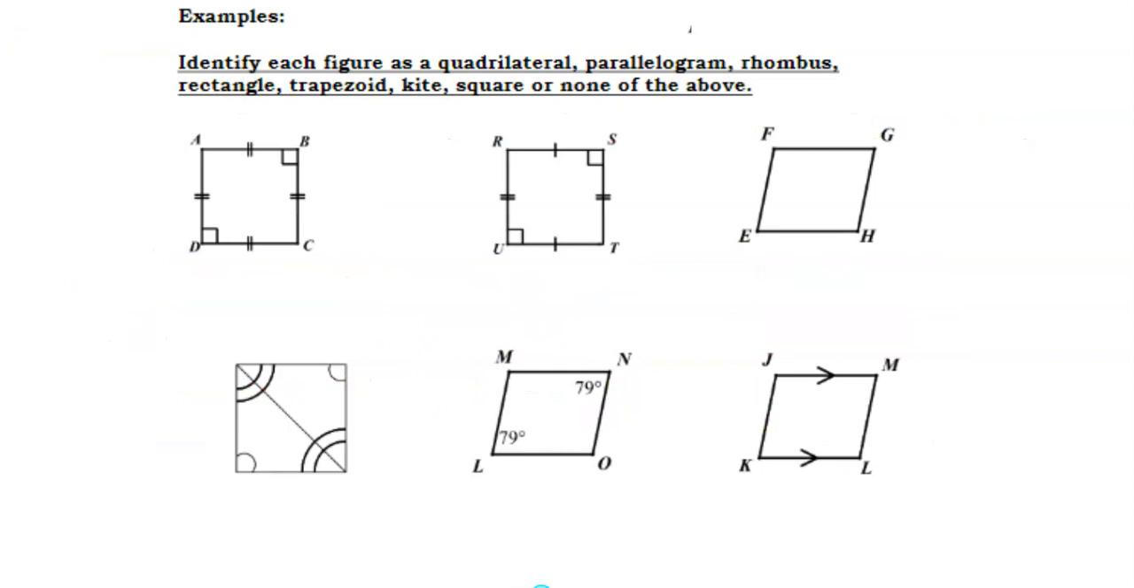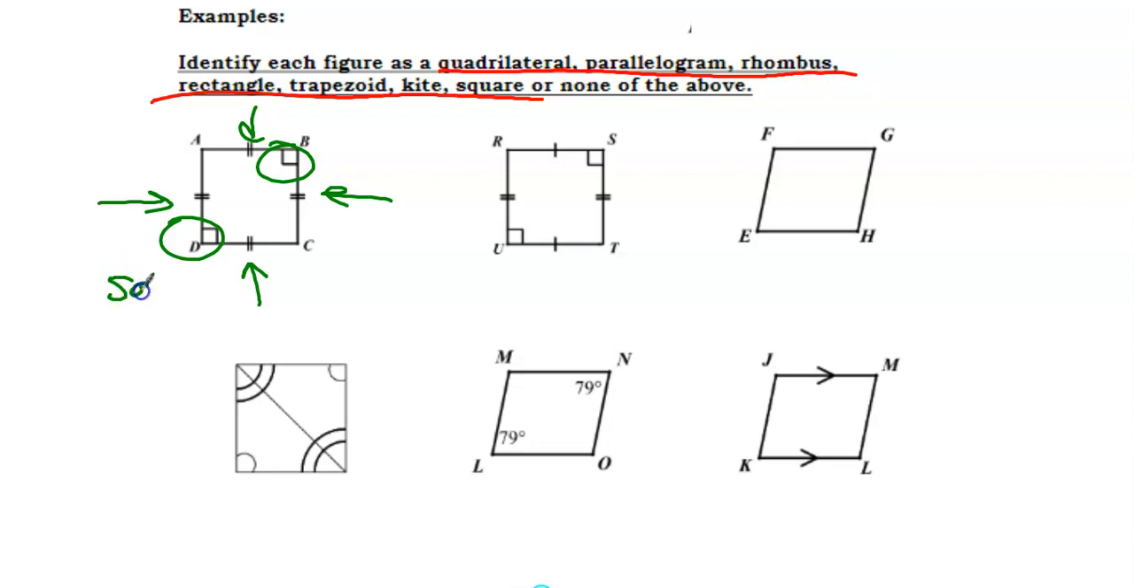All right, so we're going to identify them: quadrilateral, parallelogram, rhombus, rectangle, trapezoid, kite, or square, or none of the above. Okay, so now we need to look at our identifications. So it looks like we have all congruent sides and 2 right angles. Okay, so if those are right and all the sides are congruent, therefore it is a square.